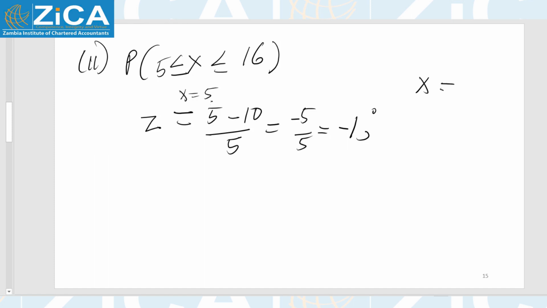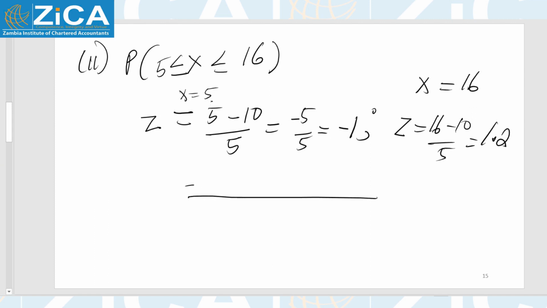When x is 16, this will give us, which we have already got there in the area equation, z, which will be equal to 16 minus 10 over 5, and remember, we got 1.2. But when you draw this table, see what we have. You have got minus 1 here and 1.2 on this side. You are looking for this area. You have got a negative and a positive.